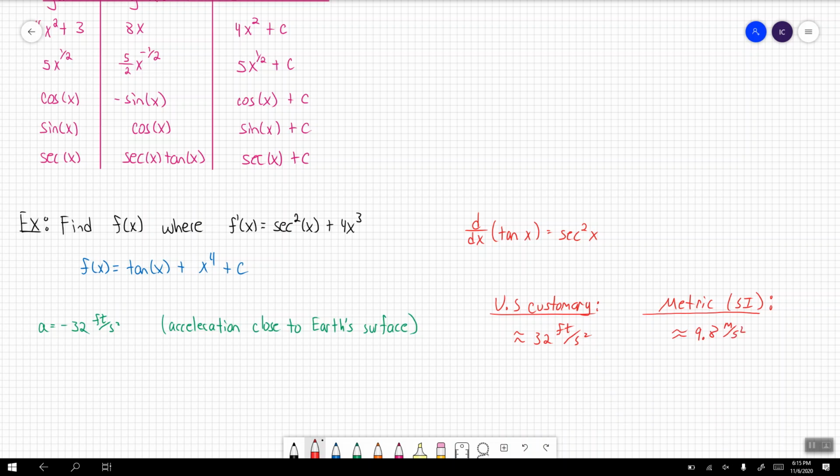It's going to be completely dependent on the problem given to us, or on the problem that we're analyzing, to determine which type of acceleration we're working with. Is it the metric system or is it the US customary? It has to be one or the other. Now, back to my acceleration function, the one that I was initially analyzing, where we have acceleration close to Earth's surface as negative 32 feet per second squared. It's negative because it's pulling you downward.